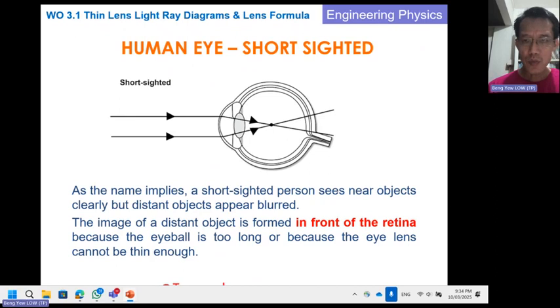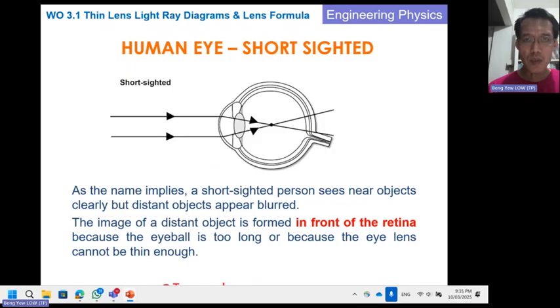Here we have a situation where a person is short-sighted. What short-sighted means is that the focal length of the eye is too short. As a result, the image is formed in front of the retina, which is the light-sensitive tissues lining the back of the eye, or what we call photoreceptors. To see clearly, the focal length should be about the diameter of the eyeball.